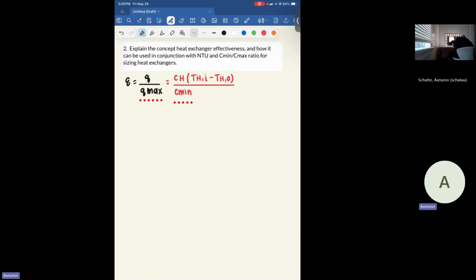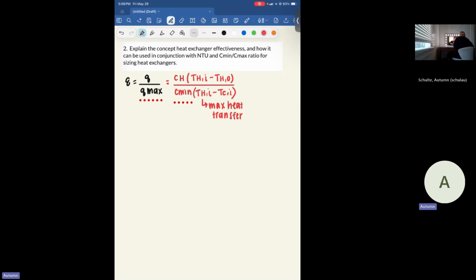And so this is going to be multiplied by the temperature of your hot stream going in minus the temperature of your cold stream going in, because that's your greatest difference in temperature right there. And so this value right here in the denominator is going to be your max heat transfer, or that Qmax.